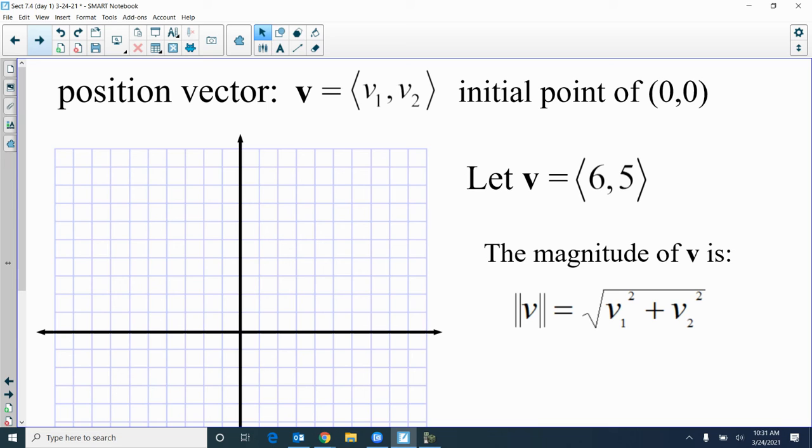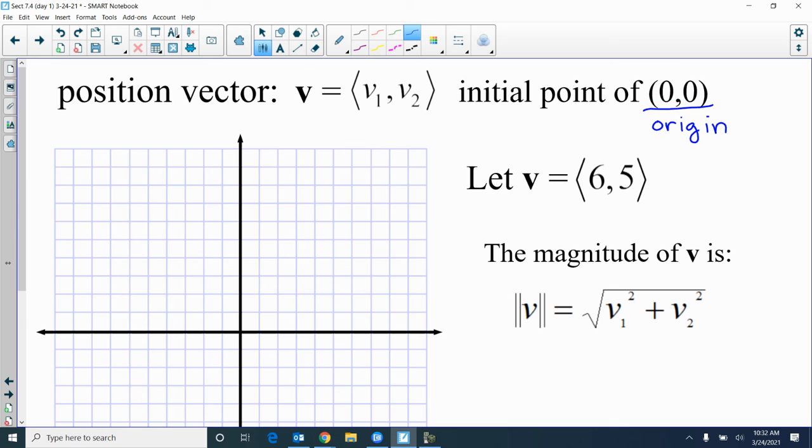Now, on the top of your paper, I have it worded a little bit differently. A vector is called a position vector if the initial point is at the origin. So 0, 0. If it is at the origin, that is it. And here's what this means. So V is 6, 5. Now look at the notation. That's not parentheses, it's not a bracket. That represents a vector. That's different. It's not an ordered pair.